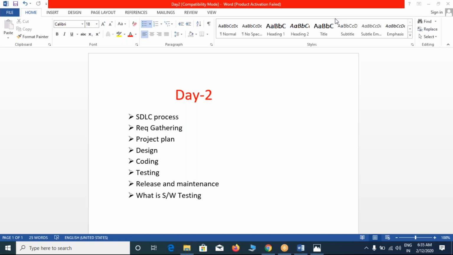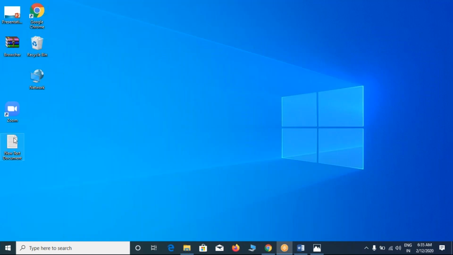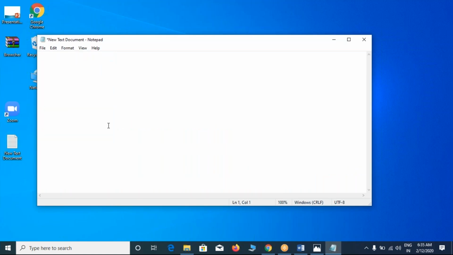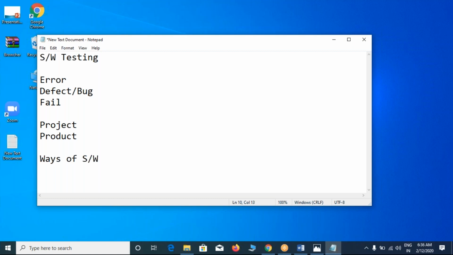Before we continue with day two, let's discuss what we covered in the last class. We discussed very basic concepts of manual testing, such as the definition of software testing, and what is error, defect, bug, and failure, as well as project and product, and ways of software testing, such as manual testing and automation testing. These are the concepts we discussed yesterday.